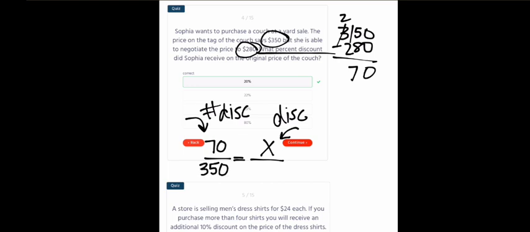We put this over the whole. Why do we put it over the whole and not the price? Because this is where it originally comes from. We're taking 70 away from 350. That's our whole. And we put 100 right here.